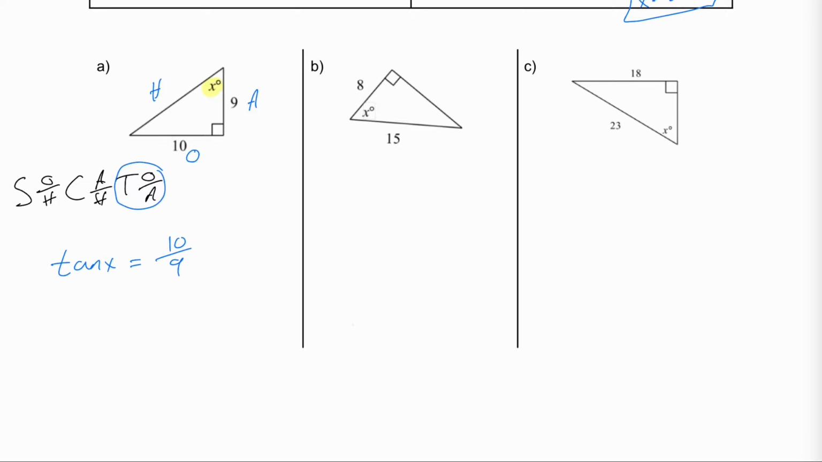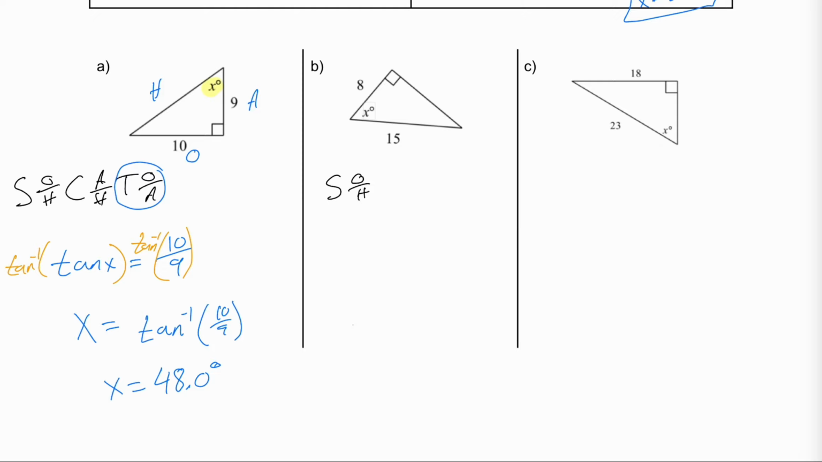Now again, solving for this, we're going to find the inverse tangent. We're going to do that to both sides. Take the inverse tangent of both sides. And when we do that, the inverse tan and tan cancel. We have x equals the inverse tangent of 10/9. And when we type that in the calculator, you should get x equals 48, it rounds to a 0, right? So 48.0 degrees.